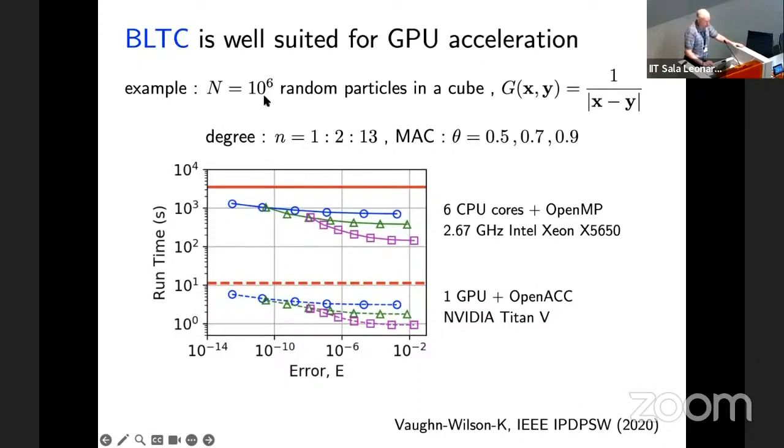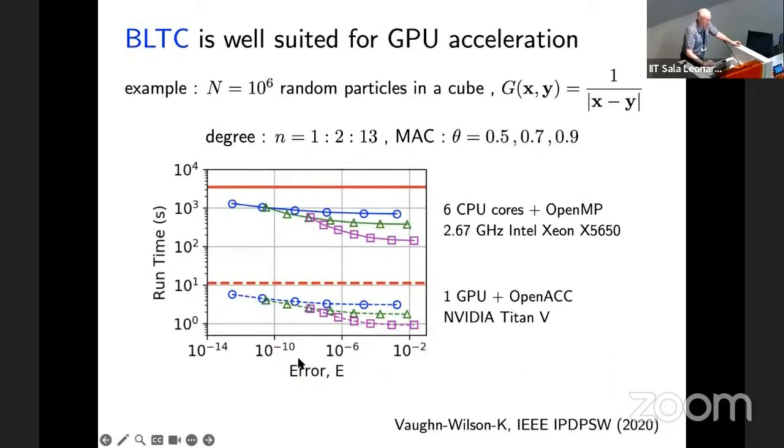As an example of that, with a million random particles in a cube interacting by the Coulomb potential. There's a degree parameter for the degree of the interpolating polynomial. This is the multipole acceptance criterion that determines the interaction between a target particle and a cluster. It takes into account the size of the cluster and the distance between the target and the source. The graph here is showing you the runtime, and this is the error.